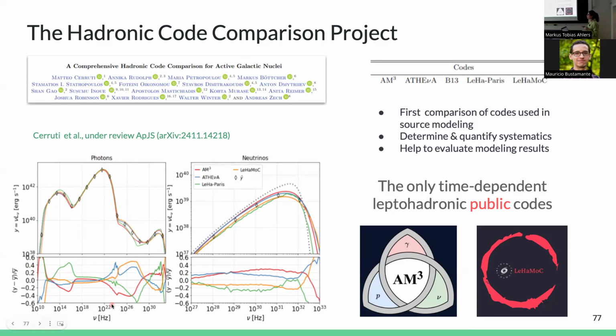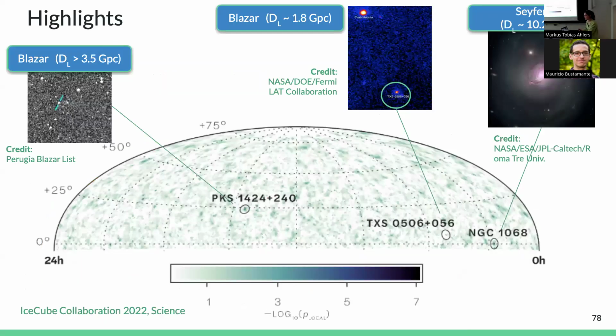On average, we have 10 to 20% systematic uncertainties because of the way we tabulate some of the reaction rates, the way we solve the equations, and so on. So if you are interested, check that. So this brings me to the highlights.